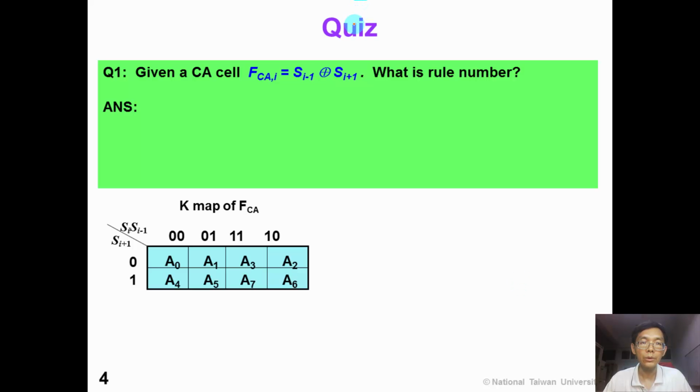Now it's time for a quiz. Given this FCA function, FCA equal to Si-1 inclusive or Si+1, what's the rule number of this cell? Now please pause the video and do this exercise.